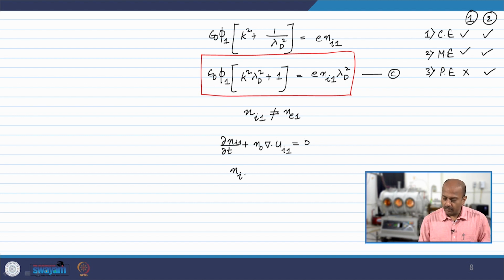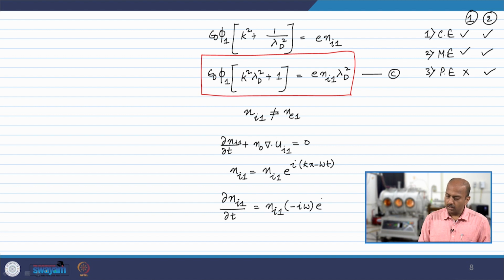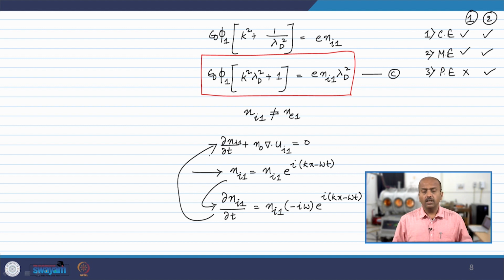We know that the number of perturbed ions can be written as n i1 e to the power of i(kx minus omega t), assuming a sinusoidal solution for the perturbed ions. So dou n i1 by dou t is equal to n i1 times minus i omega e to the power of i(kx minus omega t). What have we done? We have just taken the sinusoidal solution and taken a derivative with respect to time, and now we are going to substitute this back into this equation. We will continue this discussion in the next class.